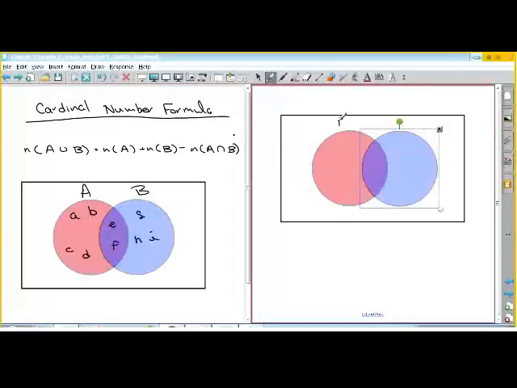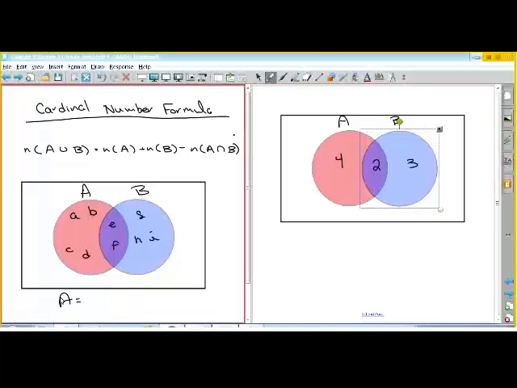So there's my same diagram. This is still set A. This is still set B. What I would say is that there's 2 elements that are in the intersection, E and F. There are 4 elements that are in A but not in B. So A, B, C, and D are in set A but not in set B. And then I have G, H, and I, so there are 3 of those. So similar to the one I just drew, but this is going from specific elements.